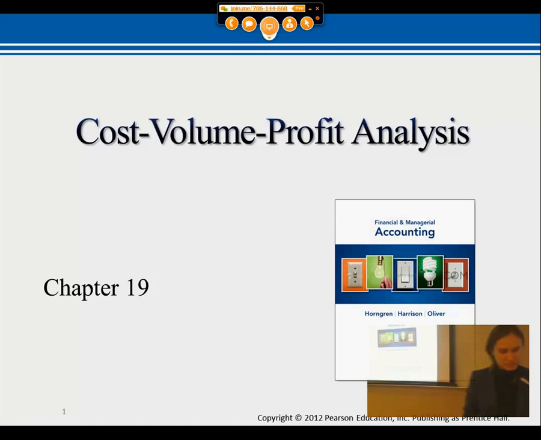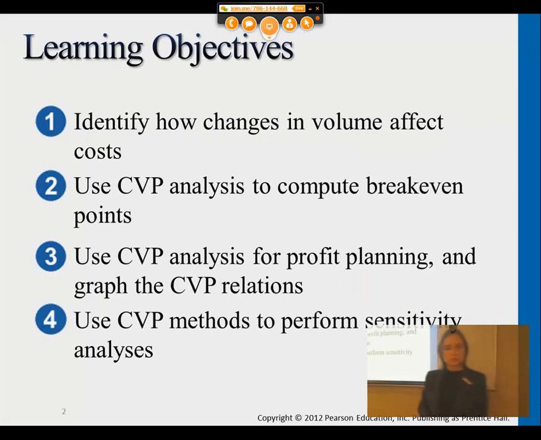All right, so we have 6 objectives that we're going to go over. First one, we'll identify how changes in volume affect costs. We'll learn what CVP analysis is and how to use this analysis to compute break-even points. Then we'll use CVP analysis. CVP is cost, volume, profit, right? For profit planning and graph that CVP relationship. And then we'll use this method to perform sensitivity analysis.